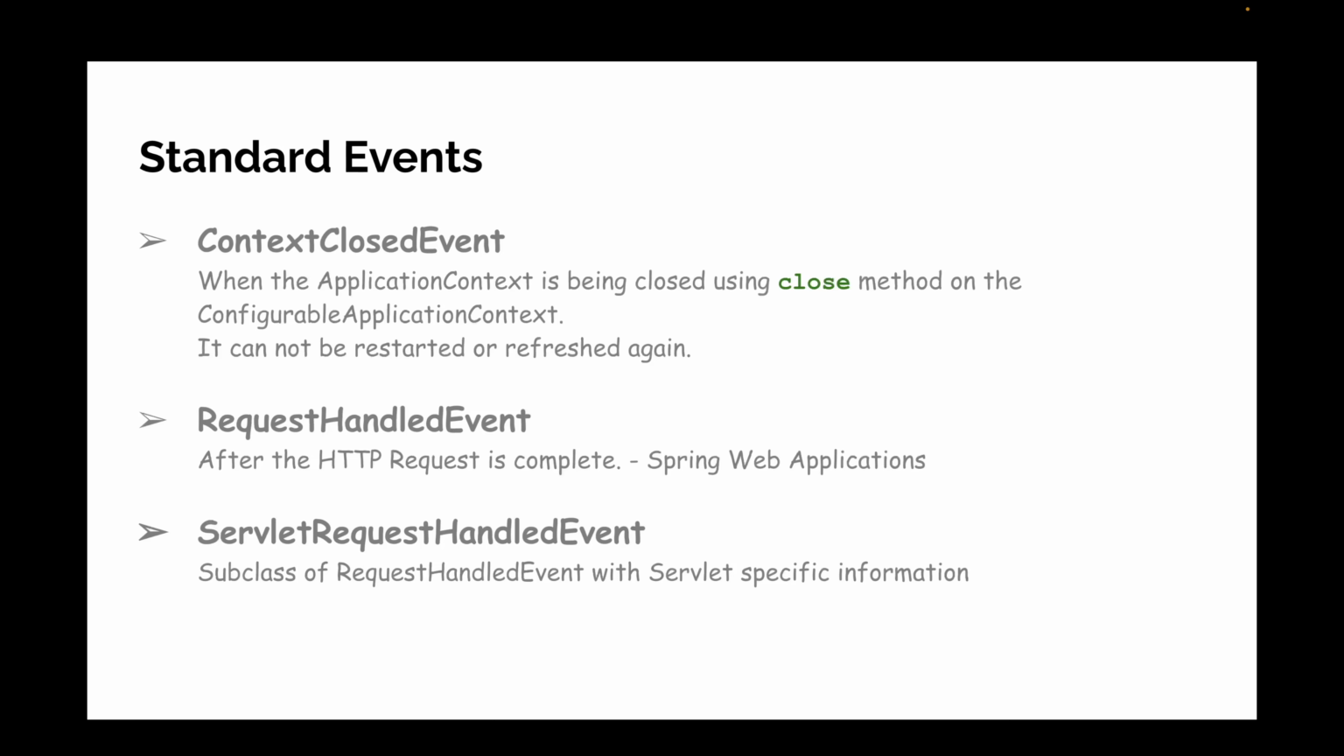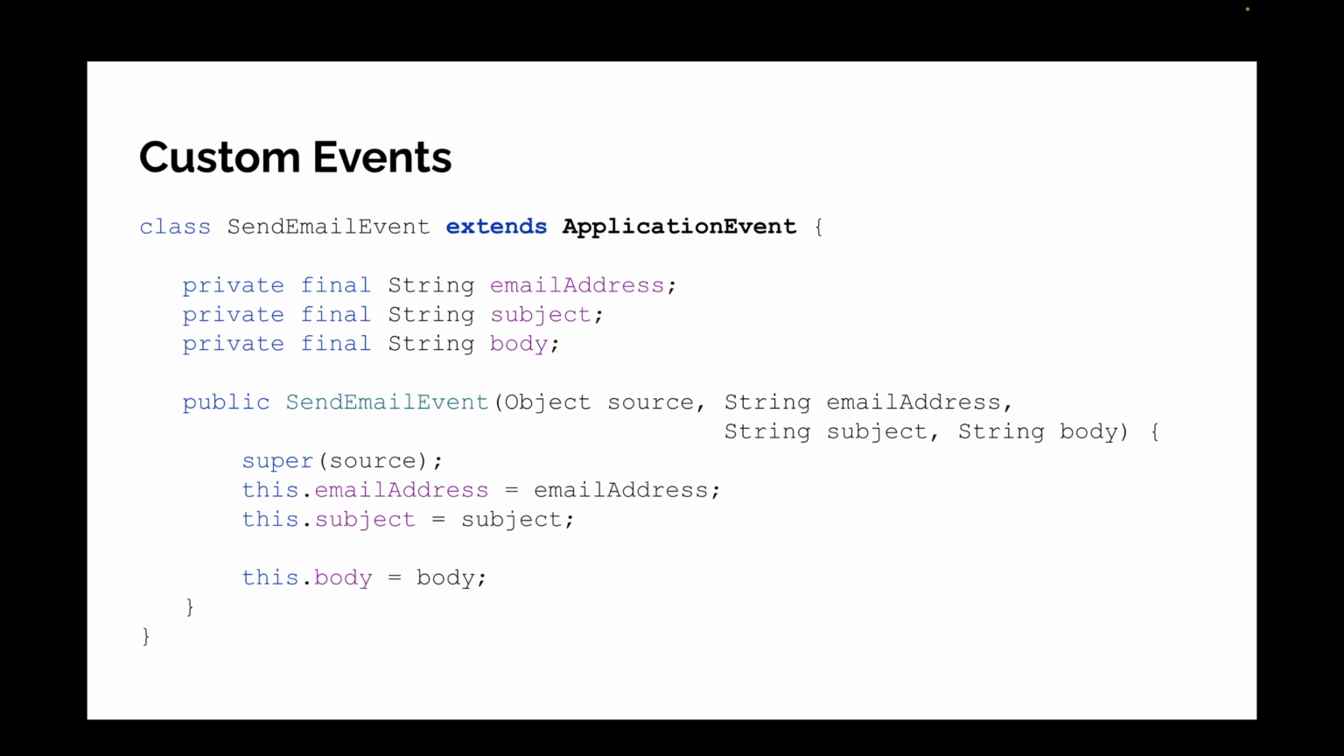Now let's look at the custom events. So let's say we want to create an event called SendEmailEvent. So whenever any component fires SendEmailEvent, there will be another component which will be listening for this type of event. And this event has information like the email address where we want to send the email, the subject of the email, and the body, which is the content of the email.